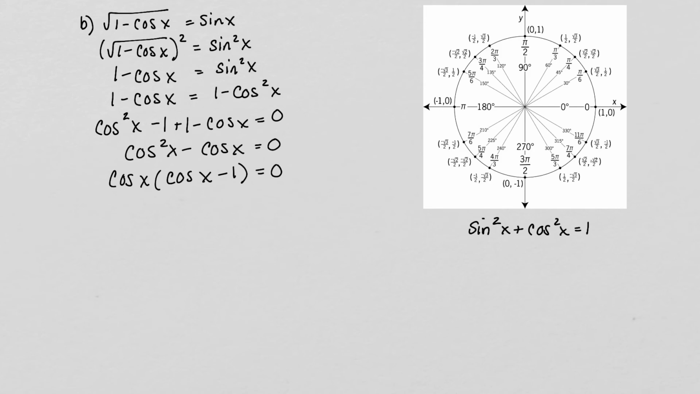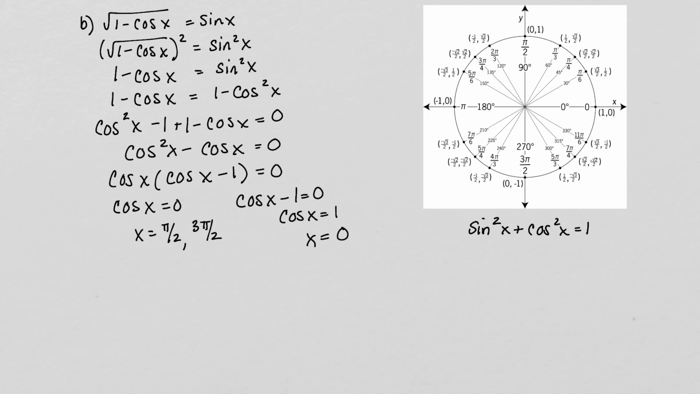And now I can set each piece equal to 0. So cosine x equals 0. Cosine x minus 1 equals 0. So the cosine is equal to 0 when x is equal to pi over 2 or 3 pi over 2. Over here we have the cosine of x being equal to 1. That happens when x is equal to 0. So I have 3 potential solutions, but I have to check them all.